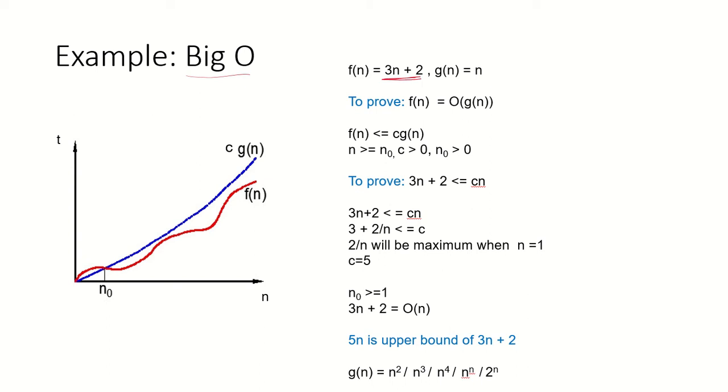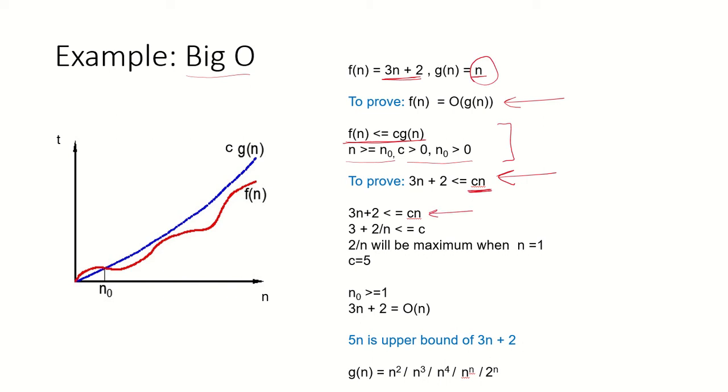Let's say f(n) is 3n plus 2 and g(n) is n. And we have to prove that f(n) is big O of g(n). So by definition, f(n) should be less than or equal to c·g(n) for n greater than n naught, and c and n naught as positive constants. So we have to prove that 3n plus 2 is less than or equal to c·g(n), and g(n) is n over here.